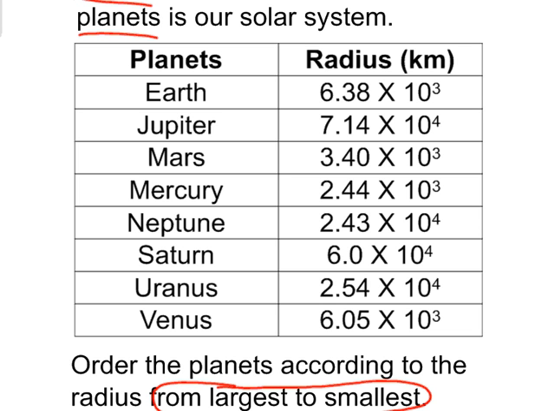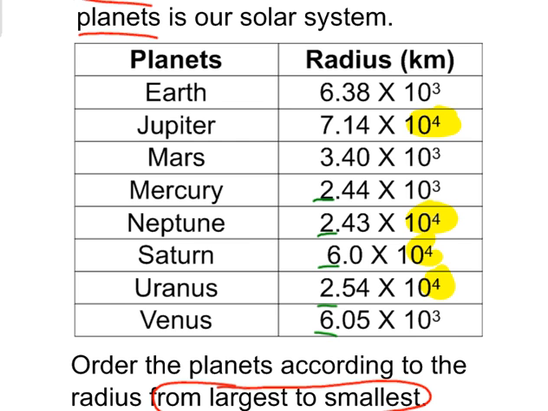So the way I do that is I cannot just compare the digits out front. I have to look first at the power of 10 notation. So I'm going to look and find which one has the largest power of 10 notation. And you can see this one's 10 to the 4th, 10 to the 4th, 10 to the 4th, and 10 to the 4th. Since those are the largest powers, they're going to be my first 4 planets.